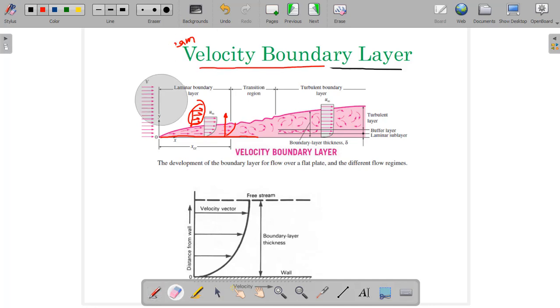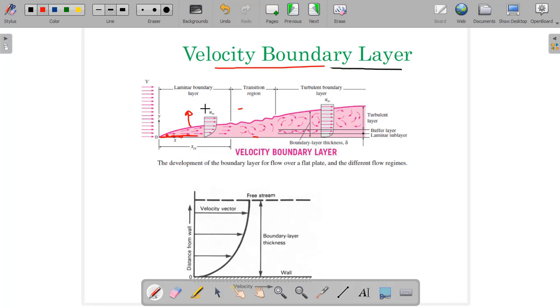Now this velocity boundary layer is very important. The reason is that suppose you want to find out the drag force that will act on this plate. To find the drag force, it is the velocity gradient close to the surface which is important. Outside this layer, that means the white region, the velocity gradient is not there. That is why the viscous effect is not felt.